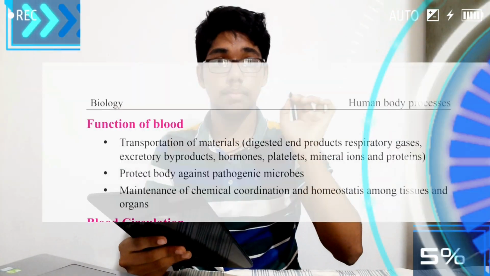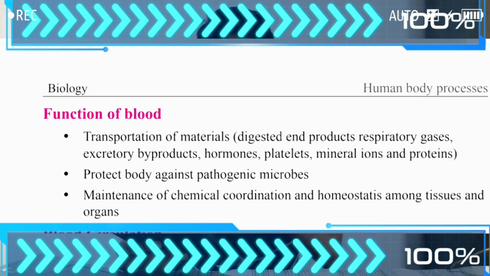Okay, when we talk about the overall function of blood, there are three main ones. First one, the transportation of materials. Second one, protecting the body against pathogenic microbes. And the third, chemical coordination and homeostasis among tissues. Okay, that's all about the basics of blood. Now let's talk about the blood circulatory system, its function, features, and activity.